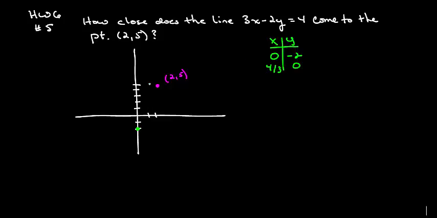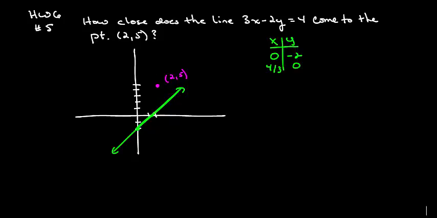So when x is 1.3 repeating, y is 0. So we've got our 2 points for our line. Let's go ahead and draw in the line as best we can. Okay, so there it is.